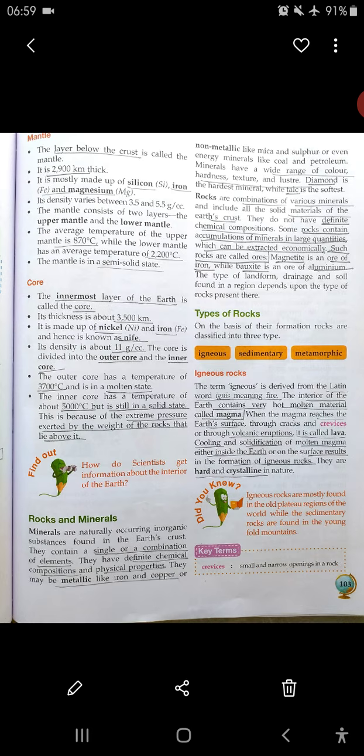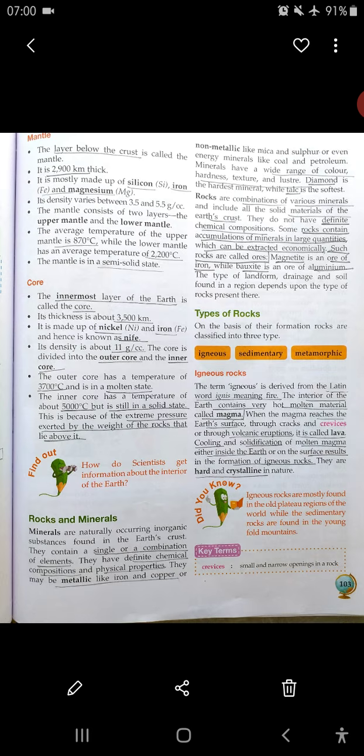Okay, the density is 11 gram per cubic centimeter and it is divided into the outer core and the inner core, as we have discussed earlier. The outer core has a temperature of 3700 degrees centigrade and is in molten state. So, you can see here liquid outer core and this is in molten state. The inner core has a temperature of about 5000 degrees centigrade but is still in a solid state. You can see the temperature is more, but still the inner core is found to be in a solid state.